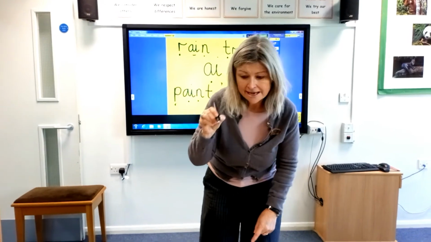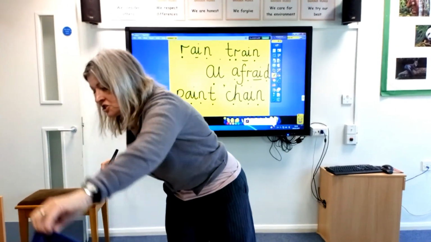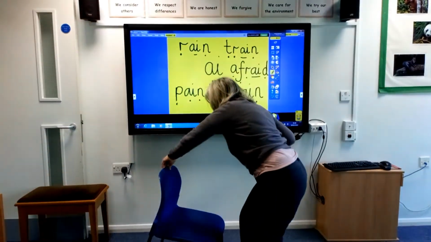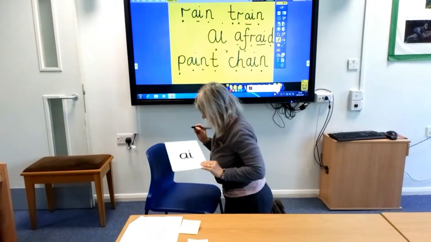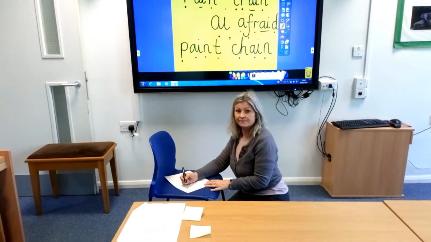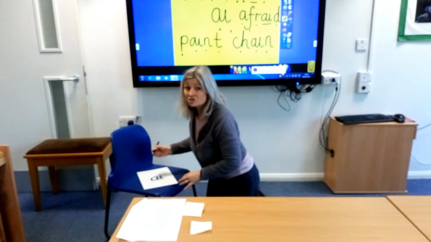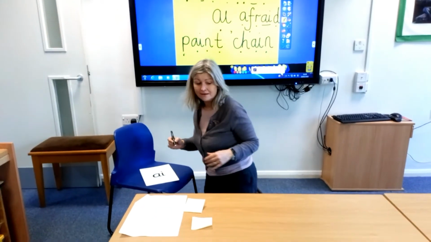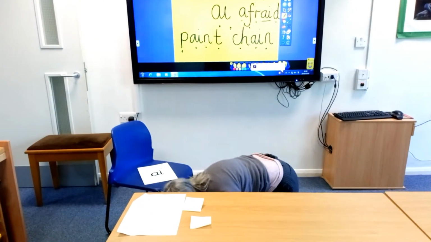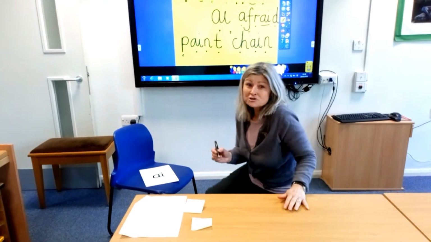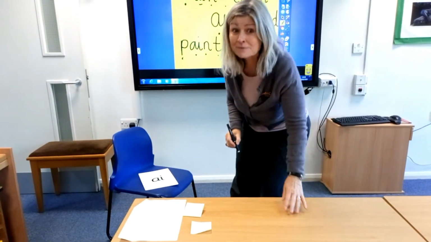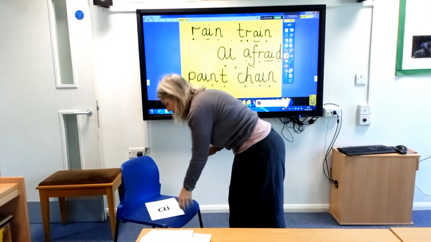If you haven't got a table, you could get a chair and kneel up at the chair, like this. It's important to try and sit up if you can, because if you're doing it on the floor, then your posture and all the things that help us write really well won't be right. So try and sit up if you can.